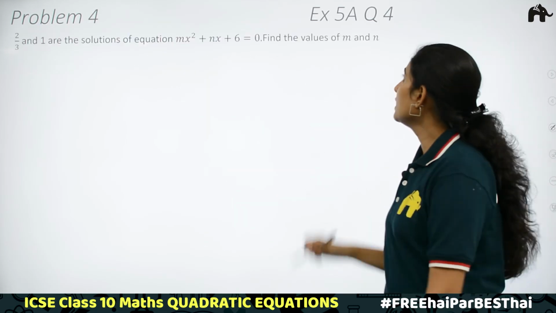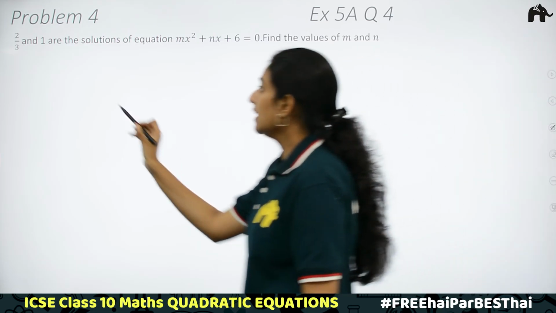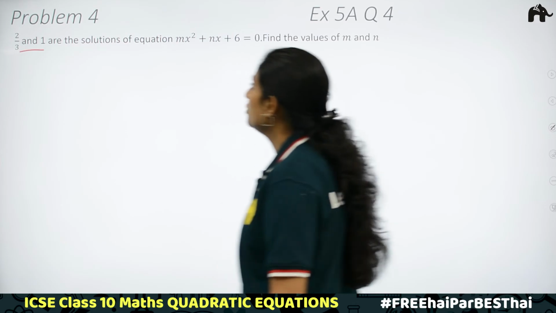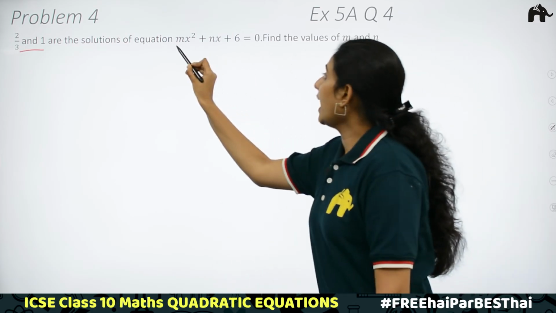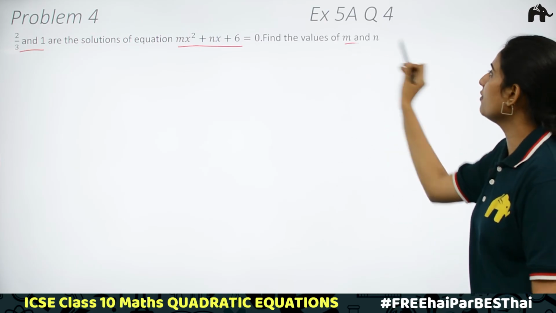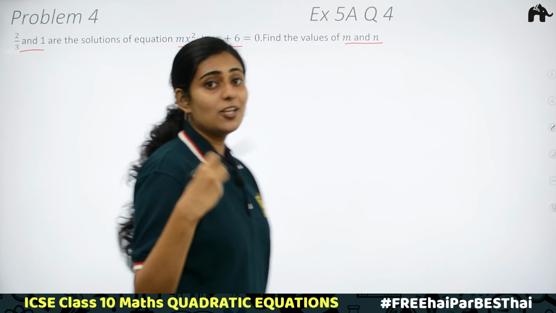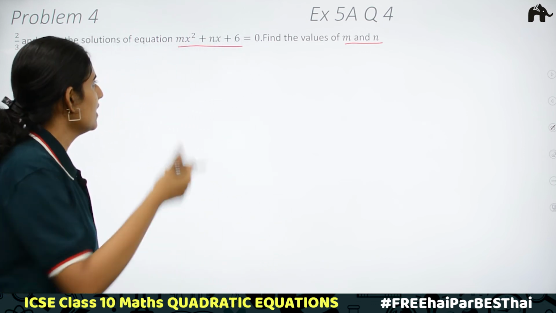Problem number 4. Question number 4 of exercise 5A. 2 by 3 and 1 are the solutions of the equation mx square plus nx plus 6 is equal to 0. Find the value of m and n. Similar example we have solved. We found the value of a and b. You remember that? Same steps.